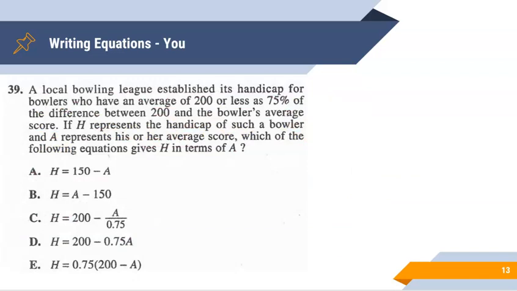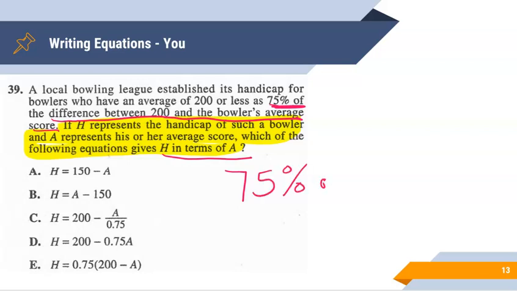All right, reading here, going backwards from the question marks, we know what it is we're asked. H represents the handicap of a bowler, and A represents his average score. Which of the following gives H in terms of A? Well, I might need to read some more here. Local bowling league establishes handicap for those who have an average of 200 or less as, here it is, 75% of the difference between 200 and the bowler's average score. So the handicap's going to be 75% of the difference, right? Difference means subtracting. Difference between 200 and the bowler's average.